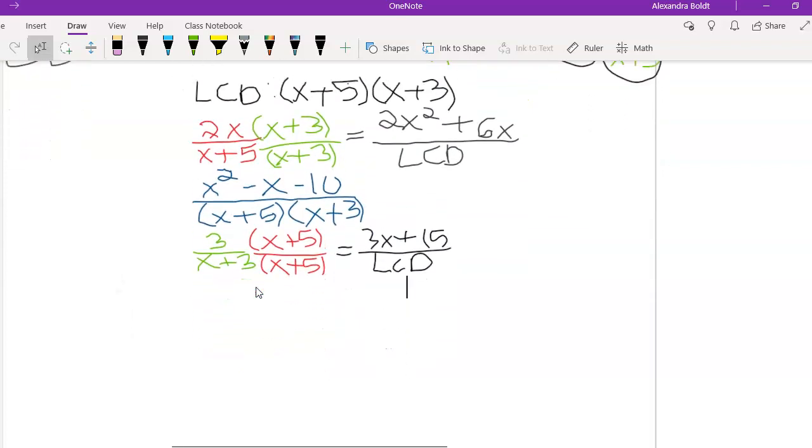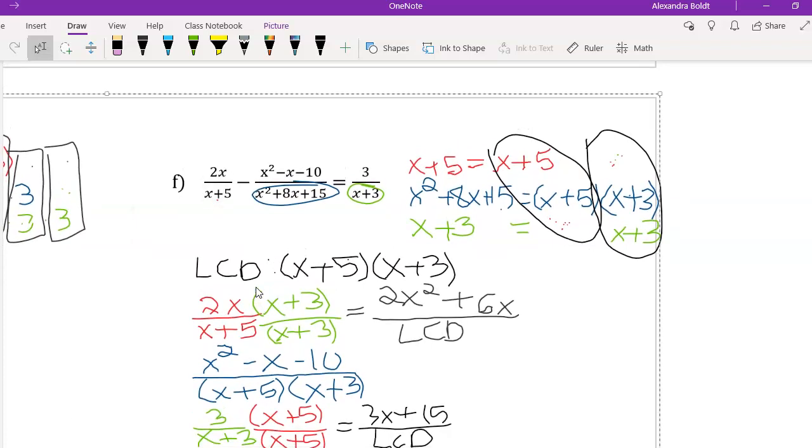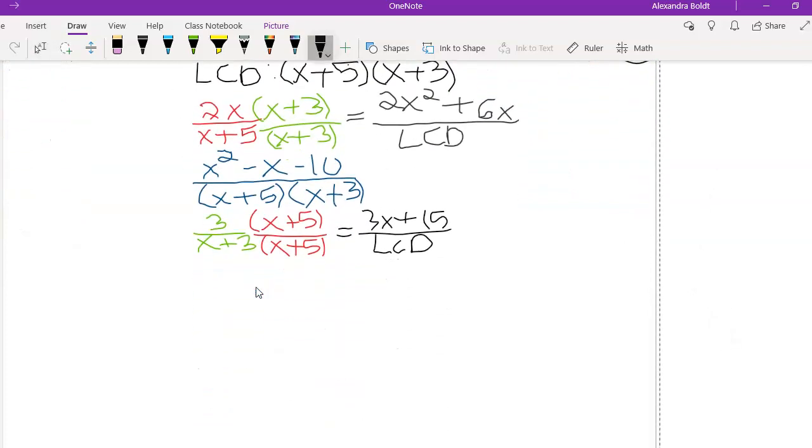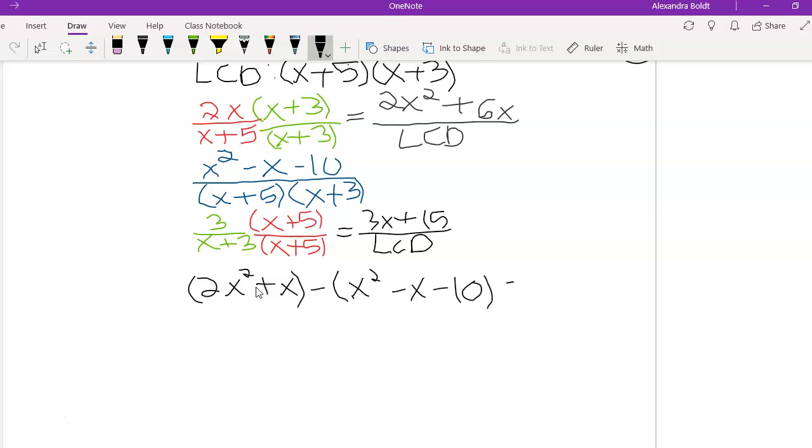Alright, so now I'm going to take my three things, and I have the first minus the second equals the third. So I have the first one, 2x squared minus the second. Since it is a minus problem, I'm going to change it to a plus problem, and I'm going to change all of my signs.